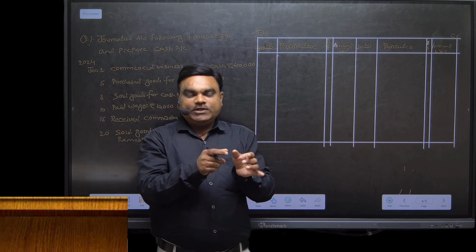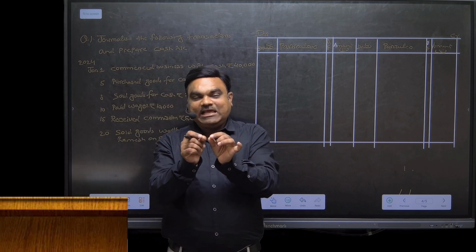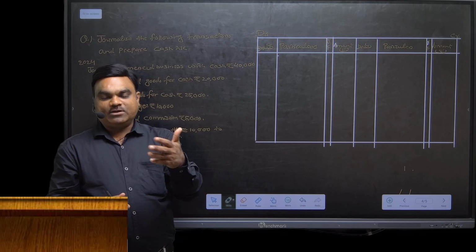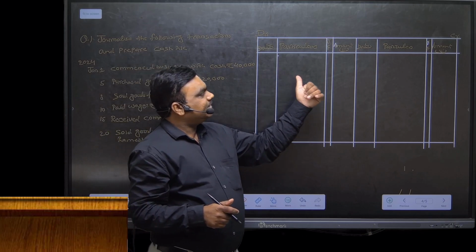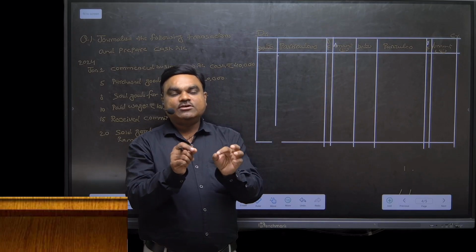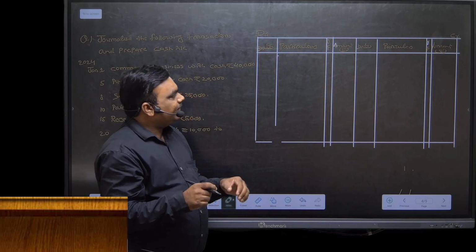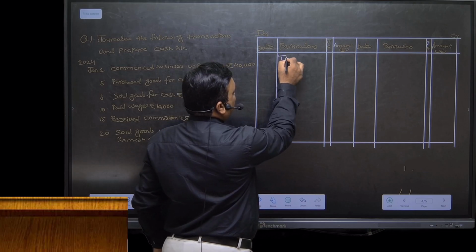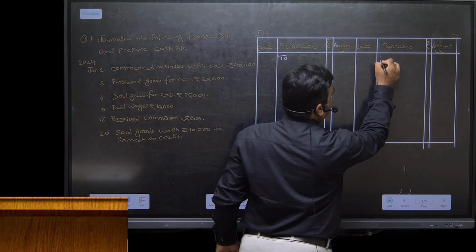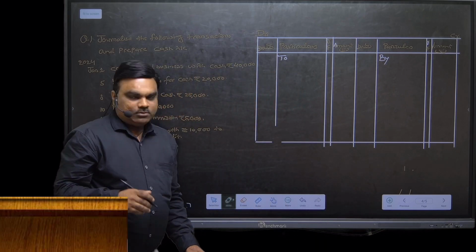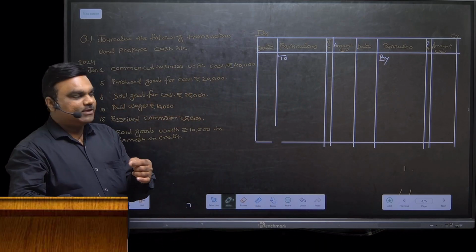In journal we used to write the name of the column LF. LF represents the ledger folio. Folio means the page number. But in case of ledger we are writing JF. The full form is journal folio. Whatever we are going to write on the debit side, it starts with 'To', and on the credit side we have to write down 'By'. We have to follow the sequence of journal entry.